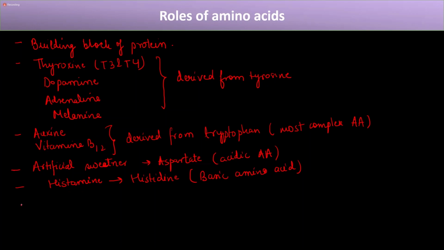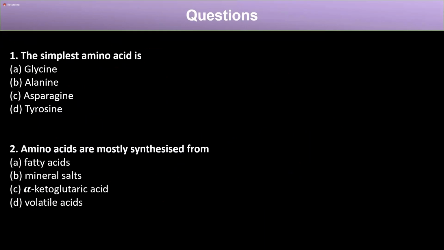Apart from this, if someone asks which is the simplest amino acid, we have seen the simplest amino acid is glycine, right? Okay. So with this, we have completed the amino acids, what the different types of amino acids are, their classification, and how amino acids are synthesized. Now we will first solve a few questions, then we will move to the next part of this chapter.